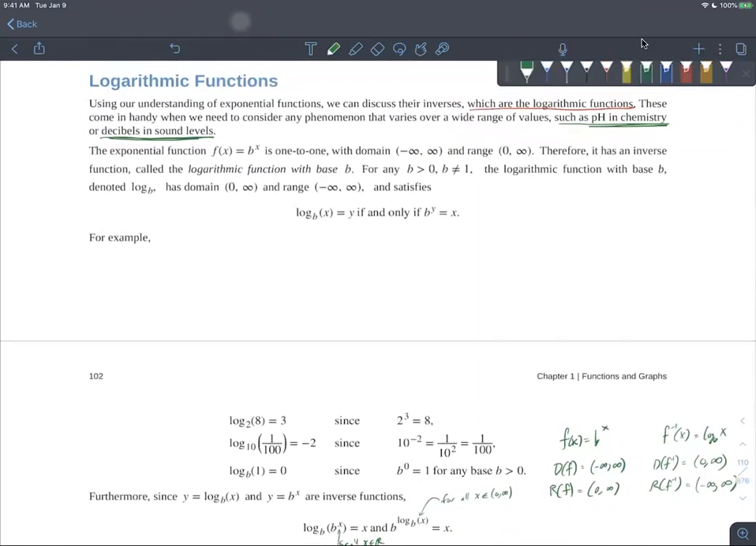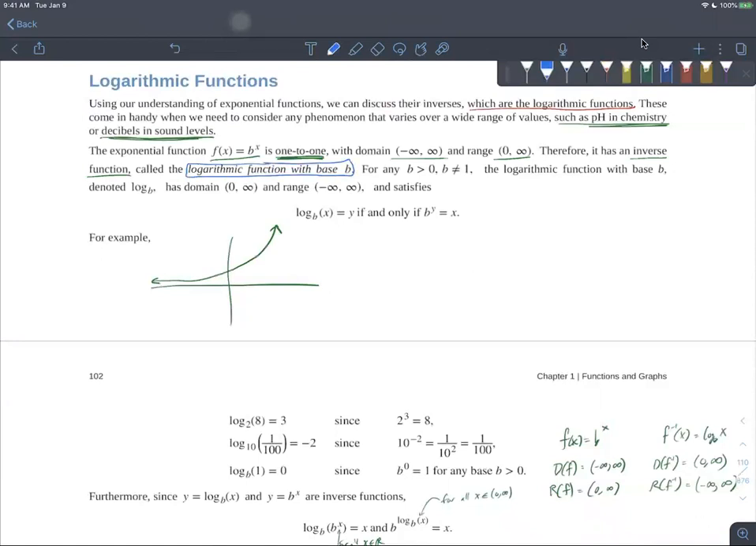Okay, so the exponential function f of x equals b to the x. You remember the graph of it. It looks something like this. It is a definitely one-to-one function. We talked about that in the last section. Its domain is all real numbers. Range was from 0 to infinity. So because it's one-to-one, it has an inverse function. We call that inverse function the logarithmic function with base b.